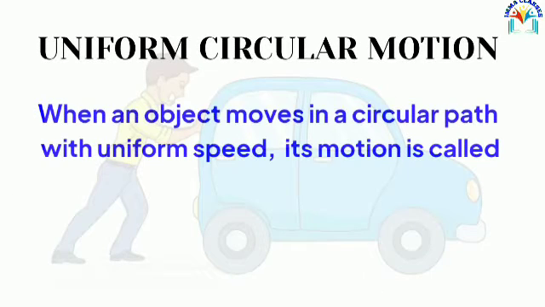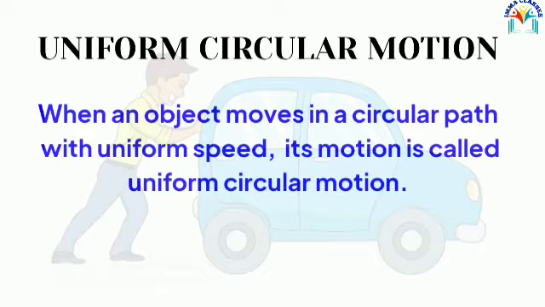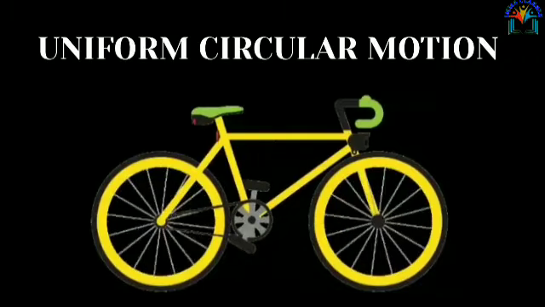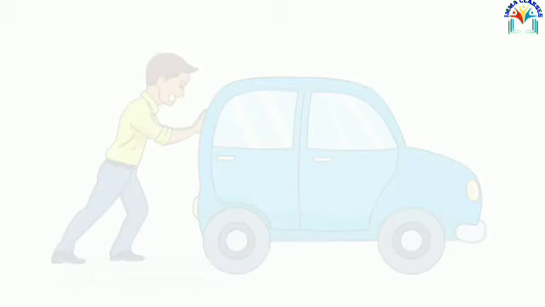Uniform circular motion. When an object moves in a circular path with uniform speed, its motion is called uniform circular motion. Speed can be determined using the formula given, that is, speed is equal to circumference upon time. Wheels of the bicycle are in uniform circular motion.